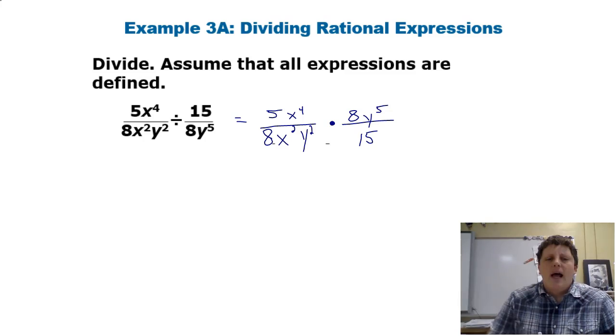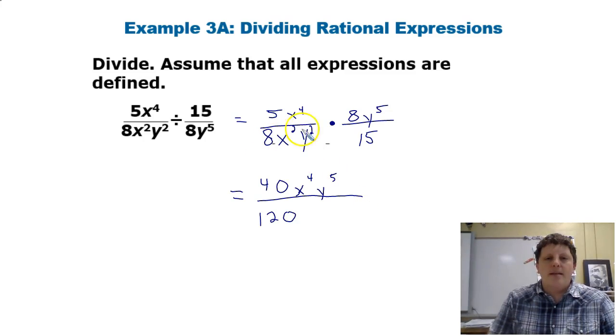At this point, I can start multiplying things together. 5 times 8 is 40. X to the 4th and y to the 5th do not have anything to multiply with, so they're going to stay separate. Just write them next to each other. So 8 times 15 is 120. And then again, I don't have anything to combine with, so I've got x squared and y squared. To reduce this, I'll reduce the 40 and 120.